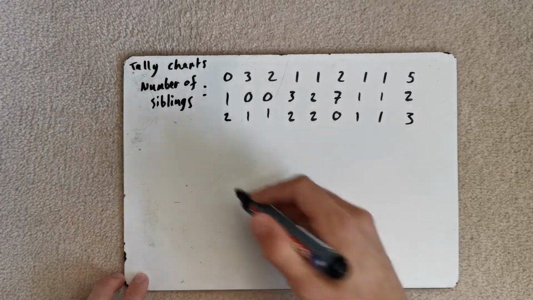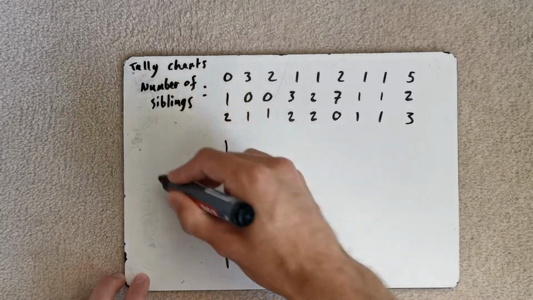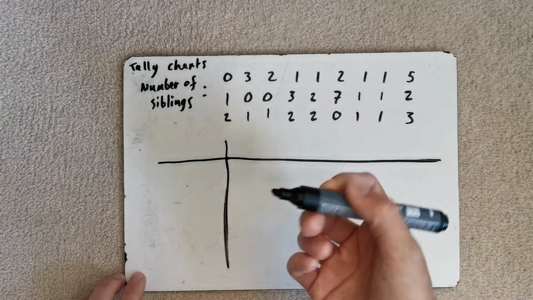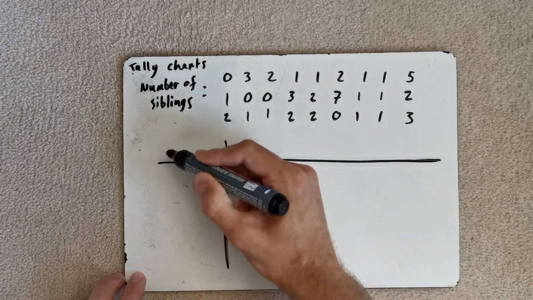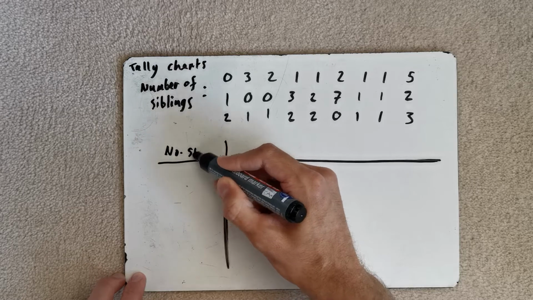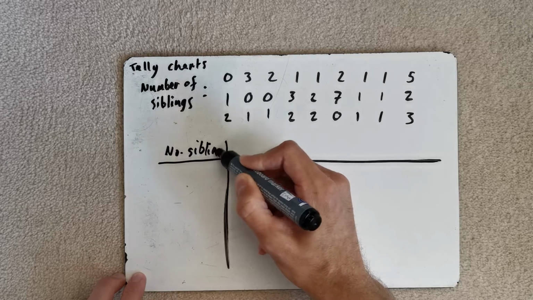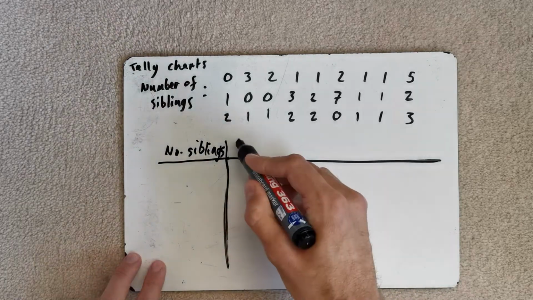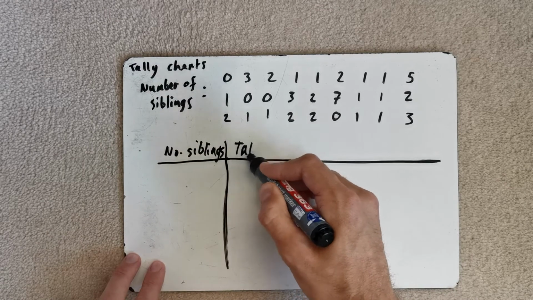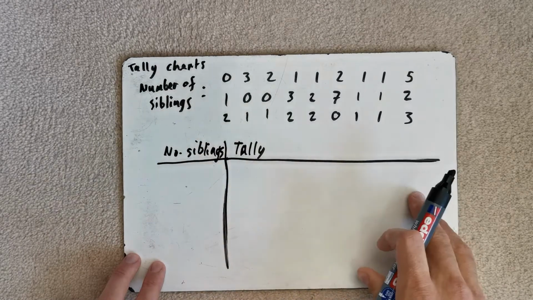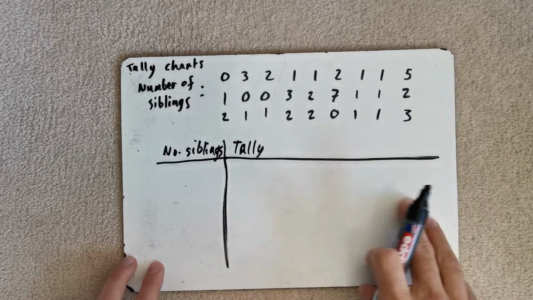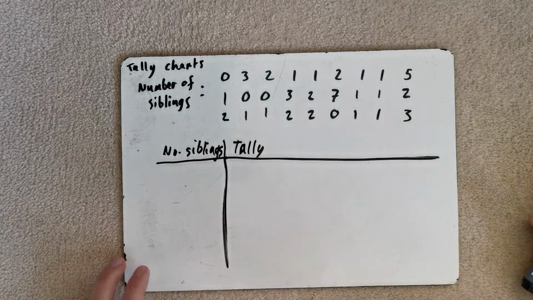Okay, right. So first of all, we need the chart itself. We need a couple of titles. So let's say number of siblings here. Number of siblings. Here we're going to do our tally. And then we're going to do an extra bit at the end, but we'll leave it until we see how much tally space we need.